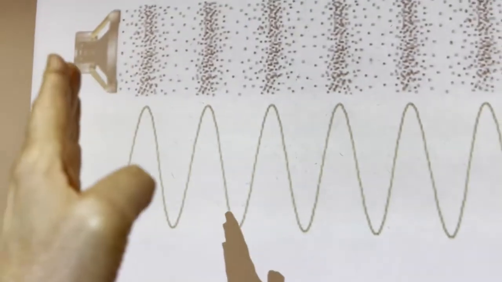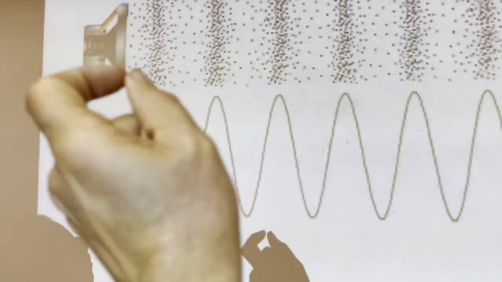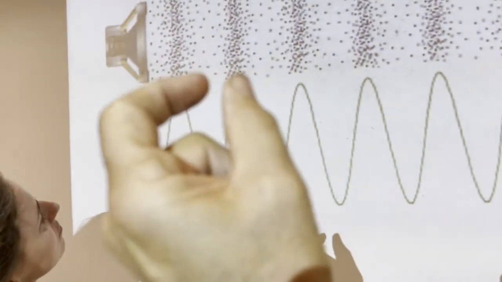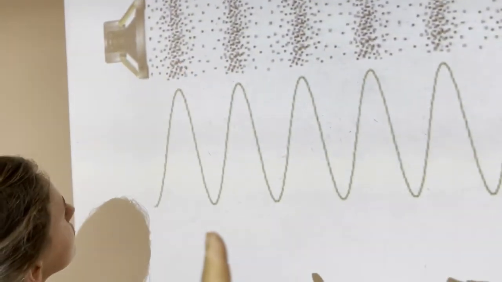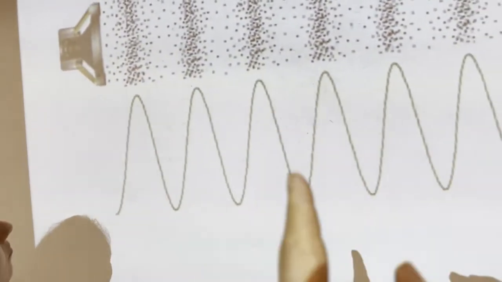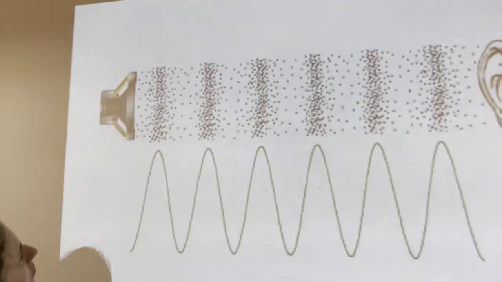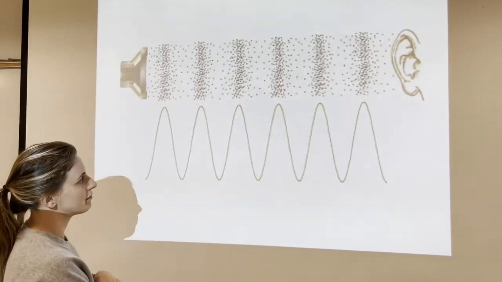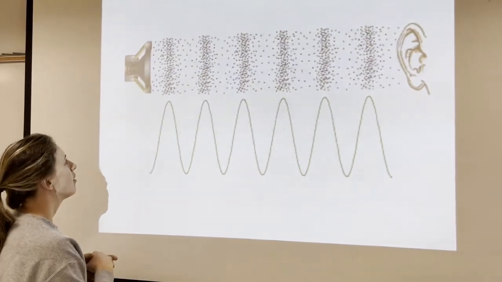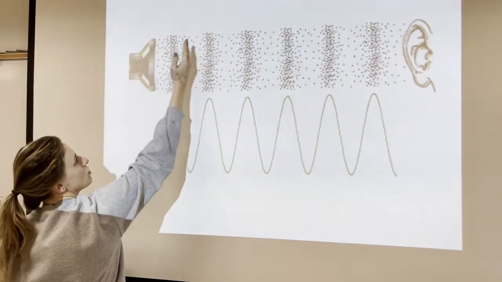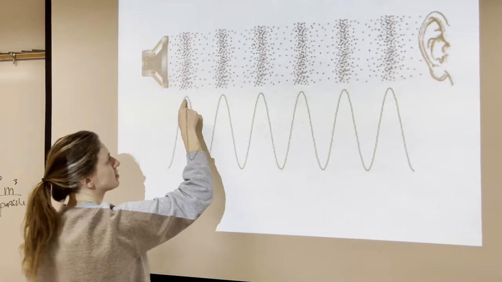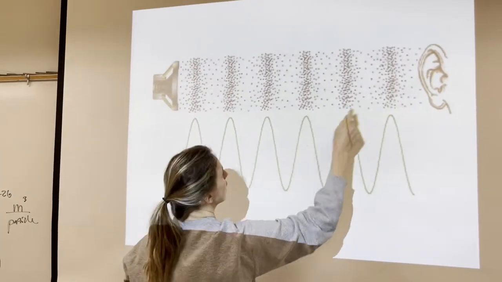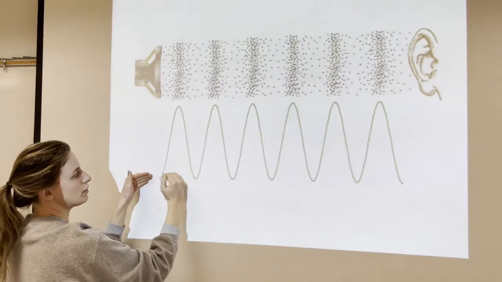And what happens when it moves this way, it squeezes them together. That's like a high pressure. And when it moves back, it stretches them apart. That's like a low pressure. So you have high pressure, low pressure, high pressure, low pressure that travels through the air. And so let's talk about this sine wave here. Wherever the high pressure points are, which are these denser, darker spots, that correlates with the crest of our sine wave here. Okay, so high pressure, and then these would be low pressure areas.